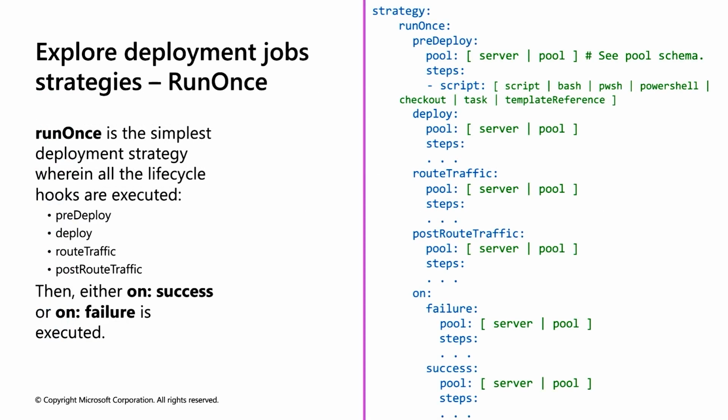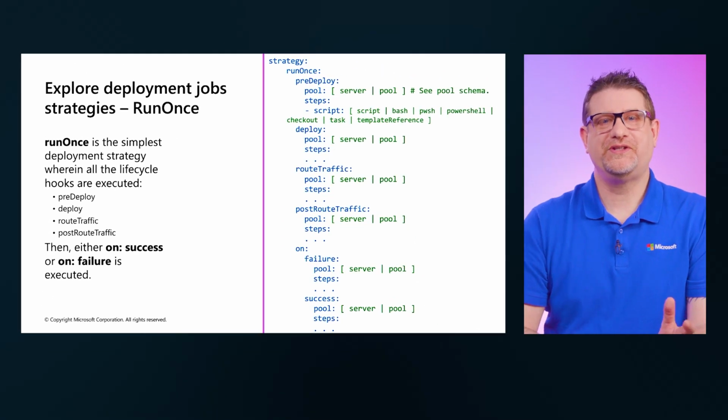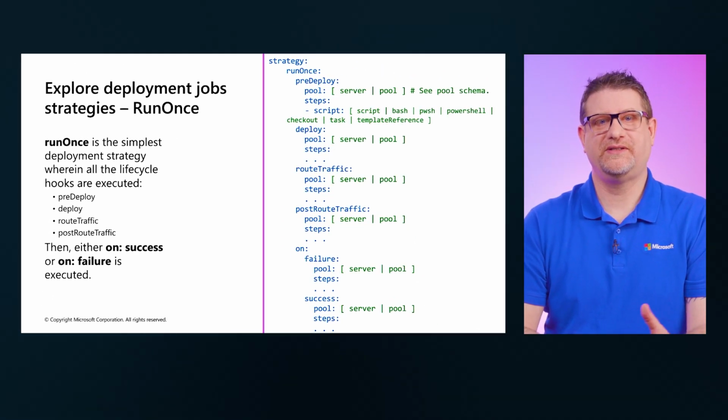The runOnce deployment strategy in Azure DevOps is the simplest way to automate application updates, ensuring that each step in the deployment lifecycle happens just once in a defined order. This strategy executes all the key lifecycle hooks, preDeploy, deploy, routeTraffic, and postRouteTraffic sequentially. First, resources are initialized, then the application is deployed, followed by routing user traffic to the updated version, and finally monitoring the health of the new release. And then once that's done, the process concludes with either a success or failure hook, which then runs the cleanup or a rollback if it's needed. This approach is straightforward and ideal for deployments where a single atomic update is sufficient.